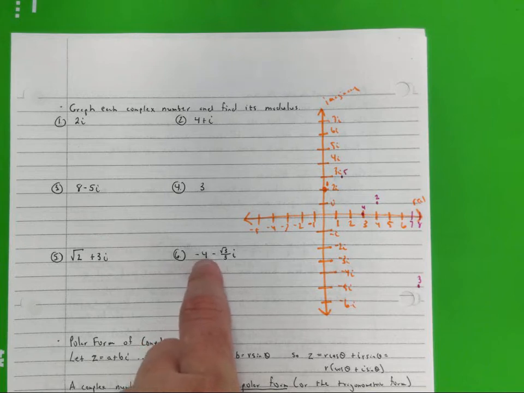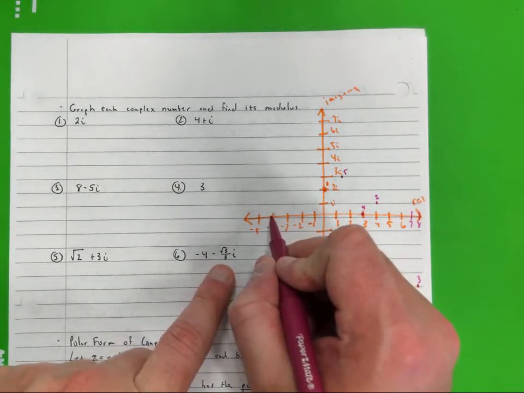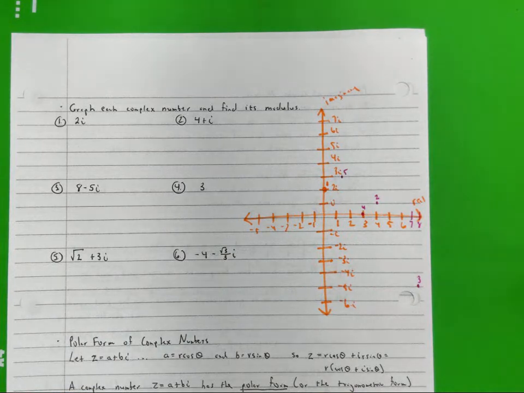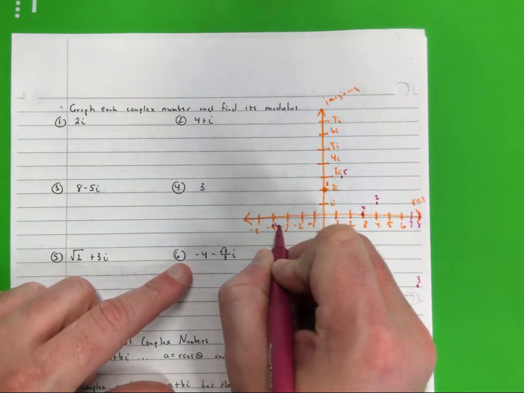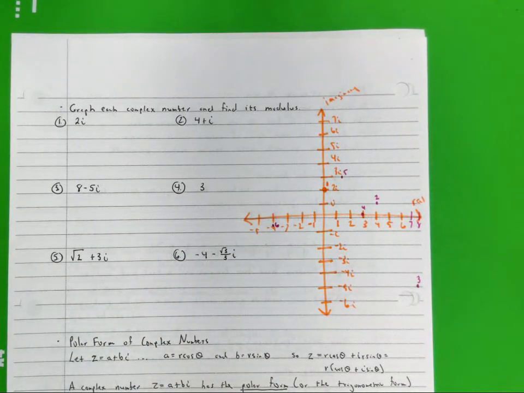Number 6, negative 4. I'm going to go left 4. Now, we need to estimate, divide negative square root of 3 by 3. What do you get? Negative 0.57. Yes. So about negative 0.57. So you're just going to go somewhere right in here, halfway between 0 and negative 1. That's not too bad, is it? That's how you graph complex numbers.